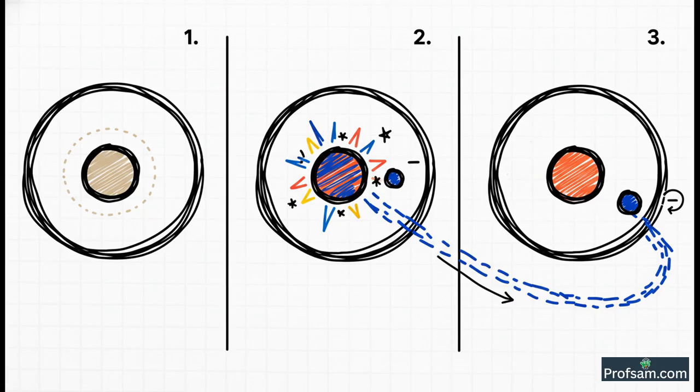The result? The nucleus now has one less neutron and one more proton, which might just be the perfect, more stable combination it was looking for.